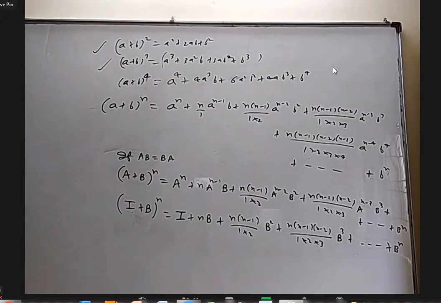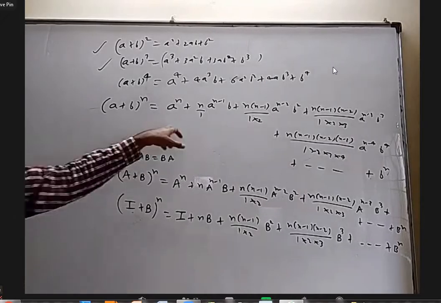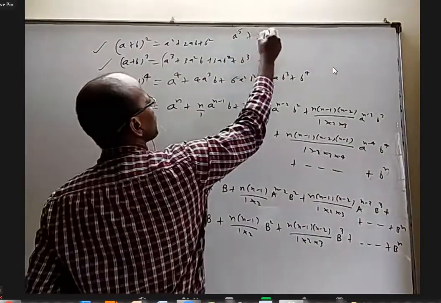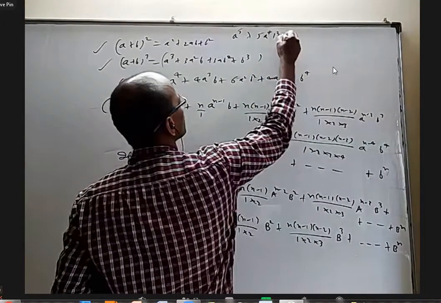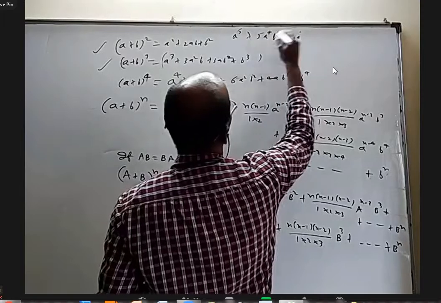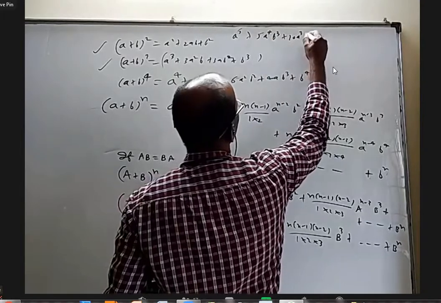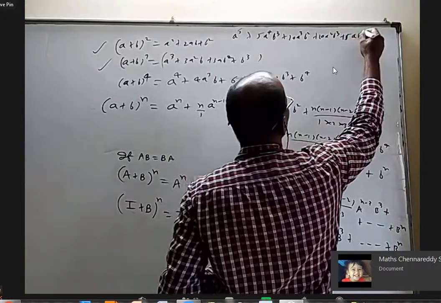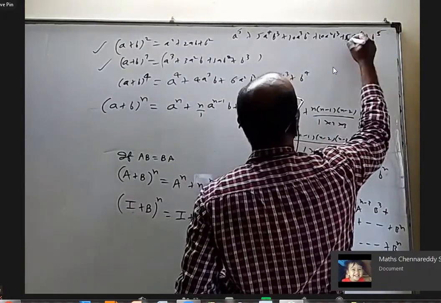Okay. So using this formula, sir, can you once derive (a plus b) whole power 5? Yeah, I can derive. That means you want me to use this formula? Yes, sir. Like once I'll get a power 5, a power 4 b, 10 a cube b square, again 10 a square b cube, 5 a b power 4, b power 5. This is the formula.